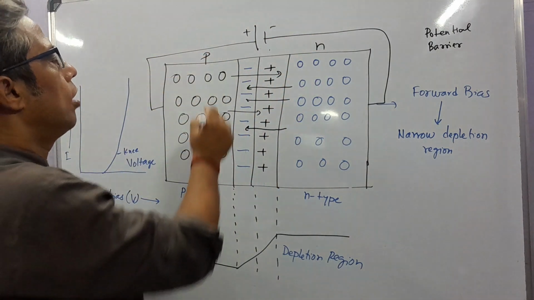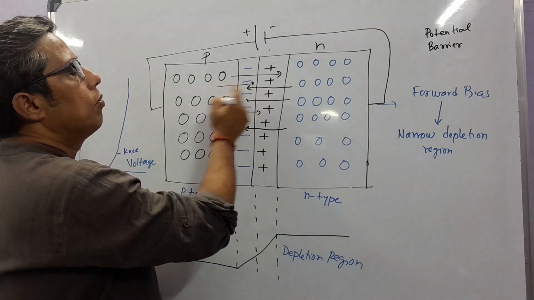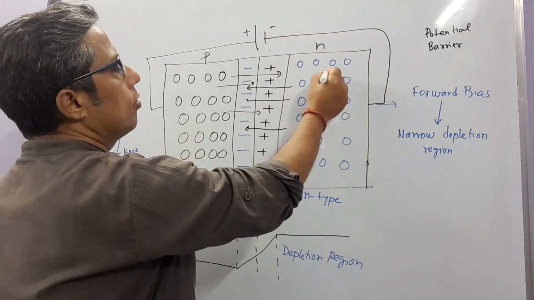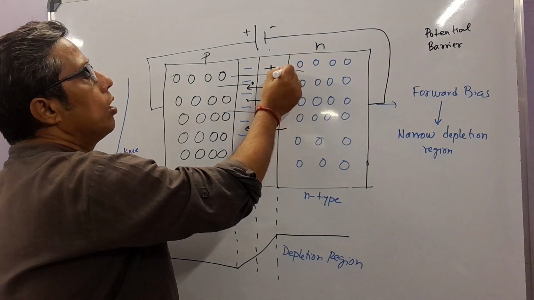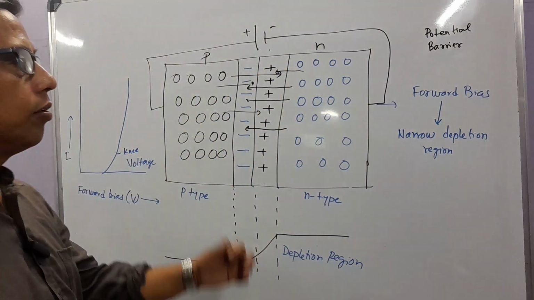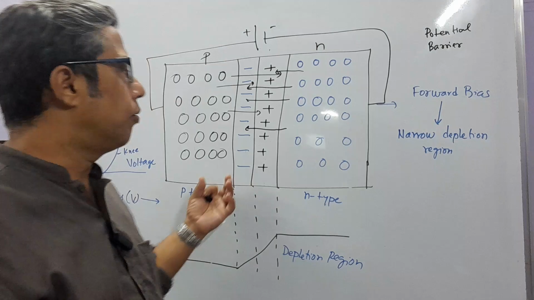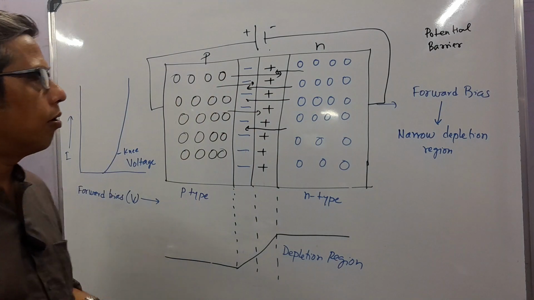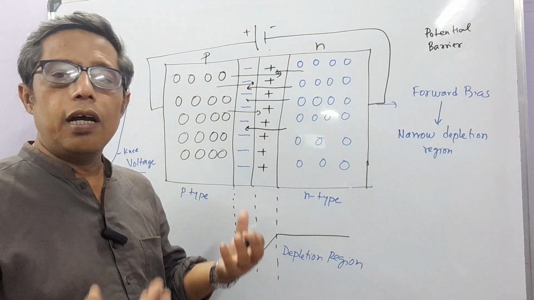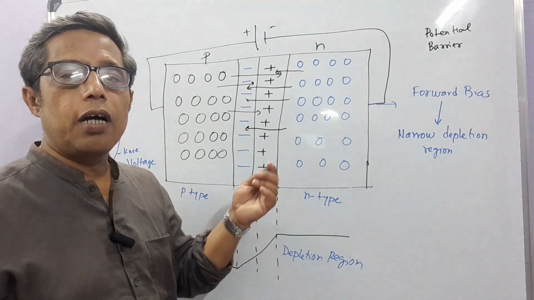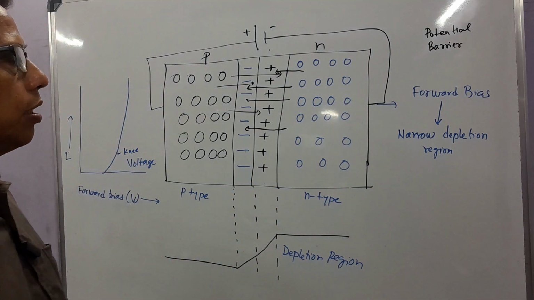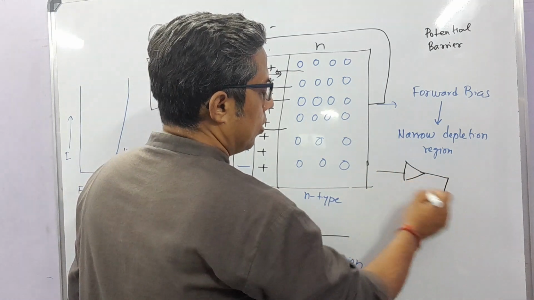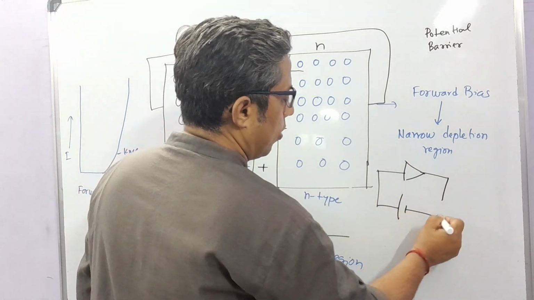After that, what happens? In the p-type, the holes are repelled and start moving towards the n-type. On the negative side, there is repulsion between electron and electron, so the electrons move towards the p side. There will be a huge recombination of electrons and holes. This is called forward bias, because a huge number of free electrons and holes start moving and a current flows. The circuit will be like this, and this is a forward bias circuit.